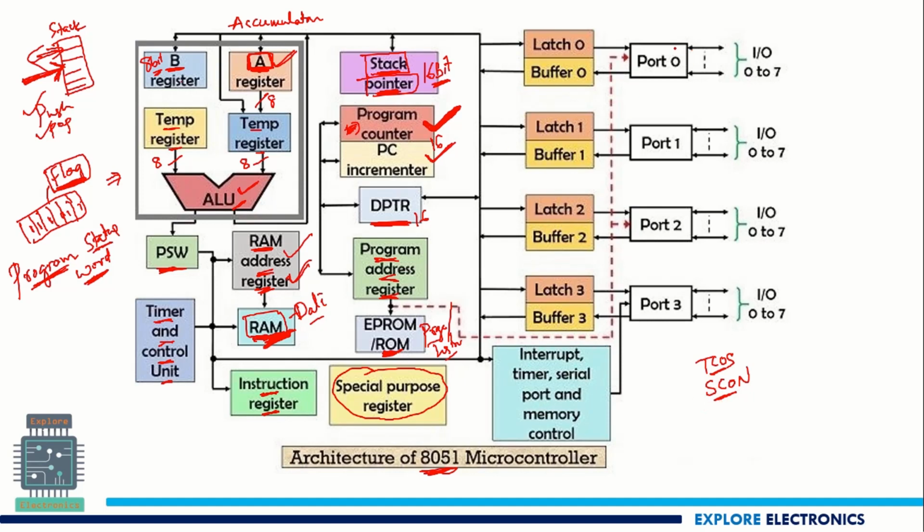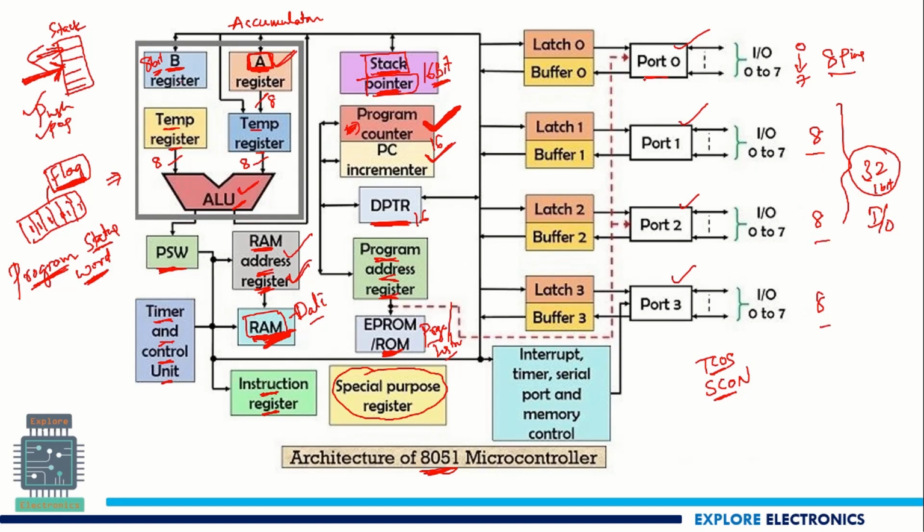And you can see here there are 4 ports: port 0, port 1, port 2, port 3. Port 0 will be having pins from 0 to 7, means totally 8 pins are there. Here also there are 8 pins, here also 8 pins, and here also 8 pins. Totally we will be having 32 1-bit IO pins present in this 8051 microcontroller. So these 32 bits are going to be arranged as 8-bit, 8-bit, 8-bit, 8-bit pins.